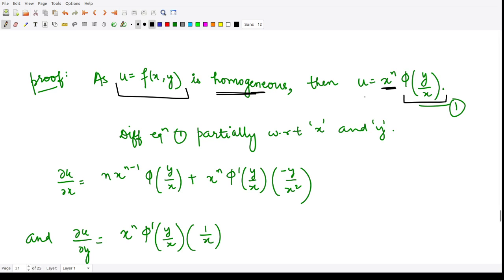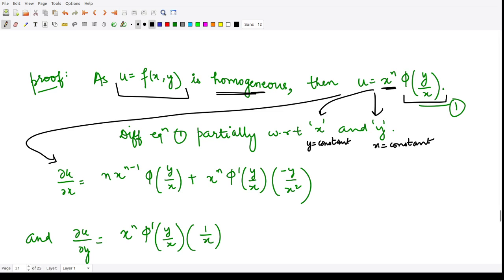Firstly, I am differentiating this with respect to x, and then I am differentiating it with respect to y. In the first case, I'll keep y as constant. In the second case, I will keep x as constant. So in the first case, del u by del x, because this term also has x, this term also has x, I have to apply the product rule. When you apply the product rule, it would be the derivative of the first term, so that would be n into x raised to power n minus 1, and the second term as such, and then the first term as such, and then the derivative of the second term.